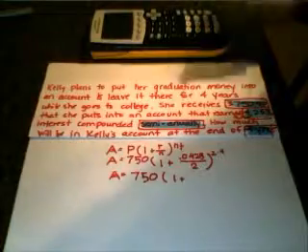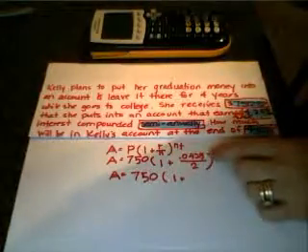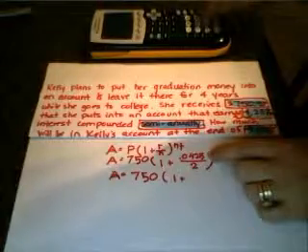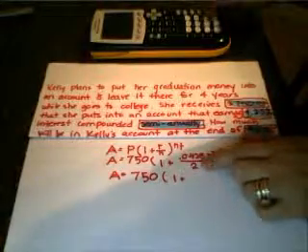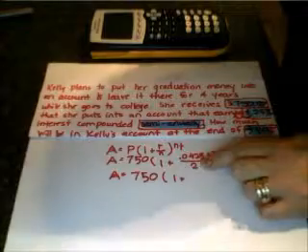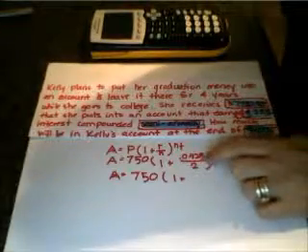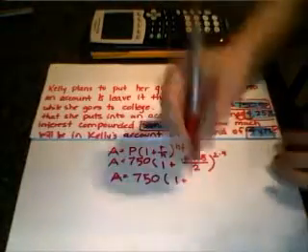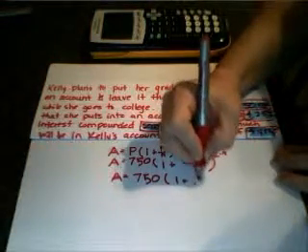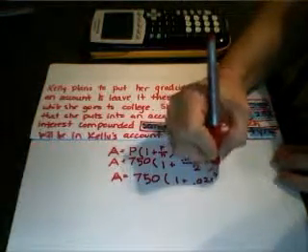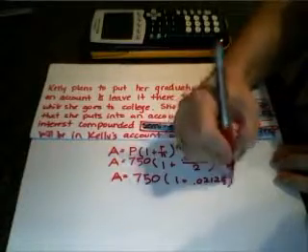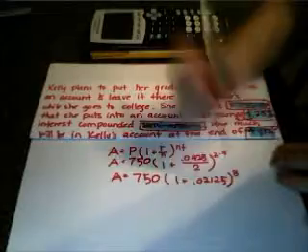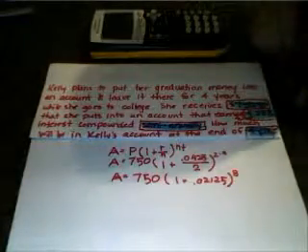0.0425 times, or I'm sorry, I need to read my problem. 0.0425 divided by 2. So I'm just going to put that in my calculator. 0.0425 divided by 2. And I get 0.02125. And I'm going to raise that to the 2 times 4 is 8. So I'm going to raise that to the 8th power.